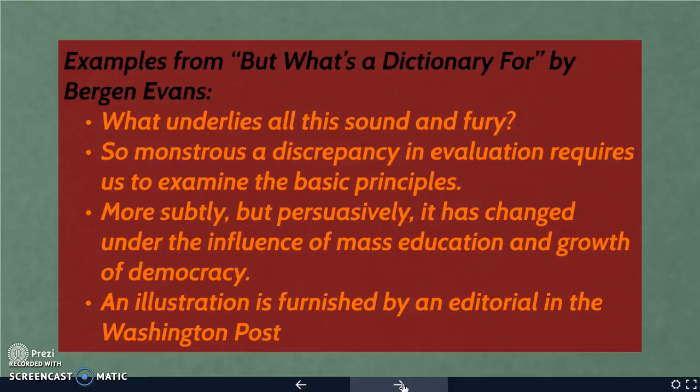And the last example is, "An illustration is furnished by an editorial in the Washington Post." This would be a good example of a bridge sentence you could use to discuss one example, like an entire anecdote could be an entire paragraph. And so you might use a bridge sentence like this to lead us into it. So these are just examples of how you can use bridge sentences to help us see what the previous information was and how that connects to the new information. So think of it kind of as a comparison between the two.